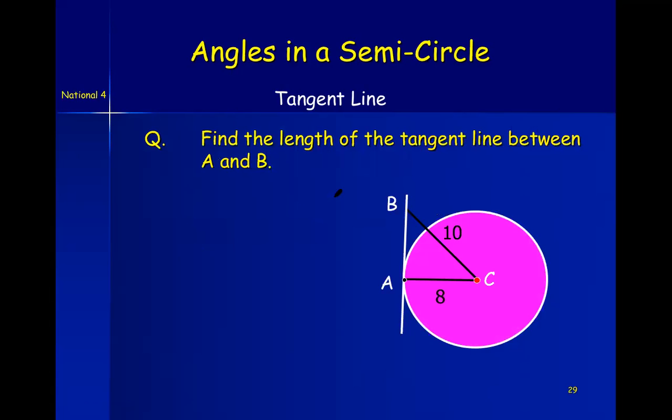Okay, so let's say we've been asked to, so this is a proper Nat 5 type question now. Find the length of the tangent line between A and B. So we've been asked to find the length of AB. I've been given here a radius, but I've been given that length. So how can I go about this? If I know that this is a right angle, so you can use the property of your right angle.